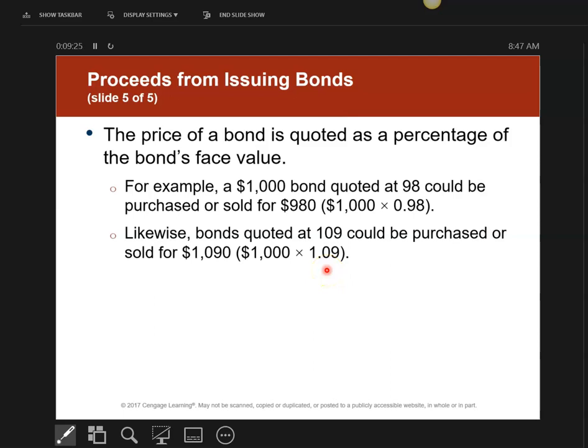So this concludes an introduction to bonds. In the next video, we're going to start talking about how to understand the concept of the bond and the selling price.